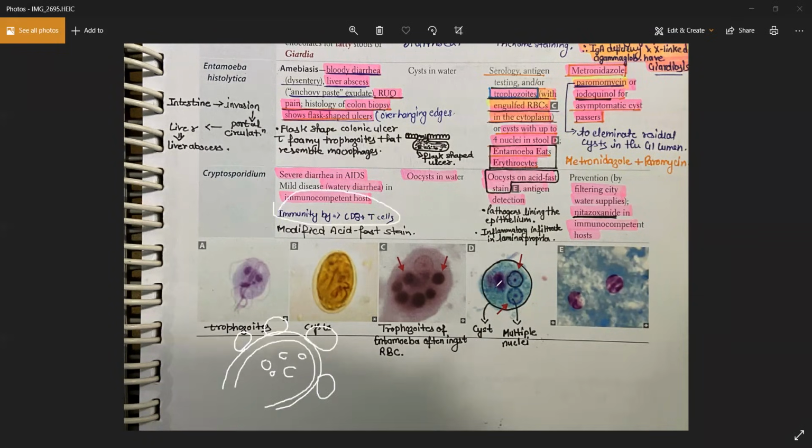Very important point again. So, inflammatory infiltrate in the lamina propria, and on the surface of the epithelium are found the cysts of this Cryptosporidium. And you use the drug nitazoxanide for the treatment of Cryptosporidium. Very important. Okay, I think that's it about Cryptosporidium. Any doubt?